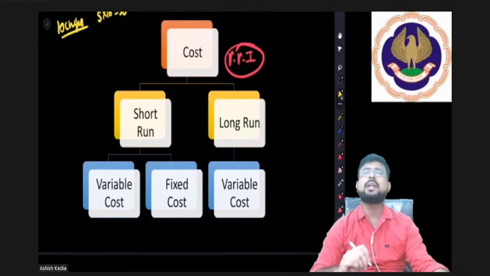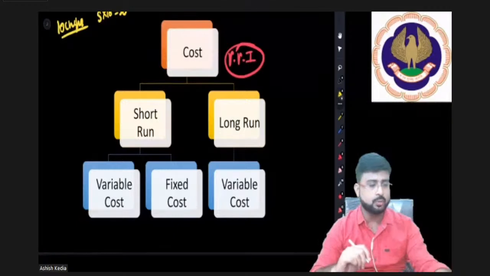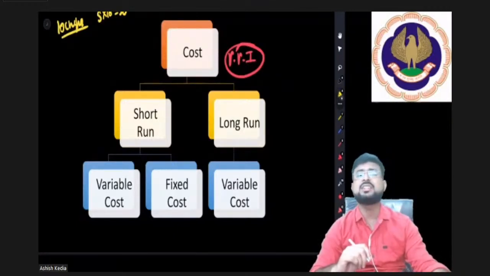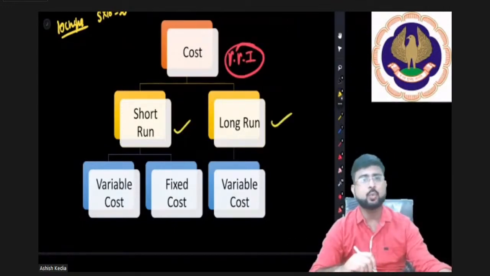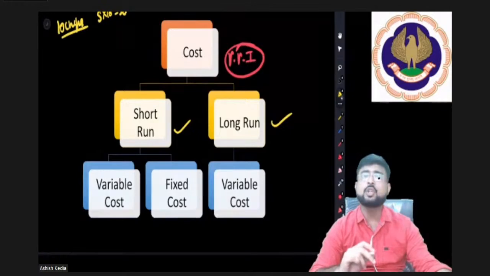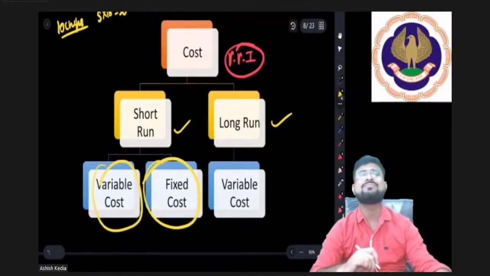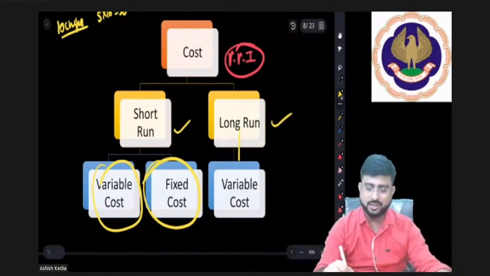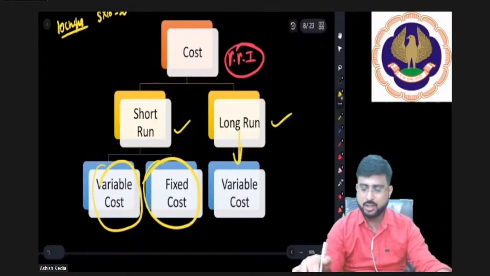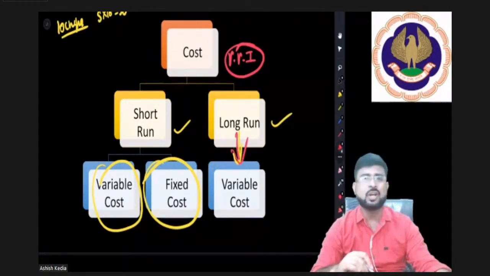So my dear friends, just like production is divided into two phases, the short run and the long run, so is the case with cost. It is divided into two time periods, the short run and the long run. When we talk about the short run, there are two types of cost, the variable one and the fixed one. But when you talk about the long run, you're only talking about variable cost.